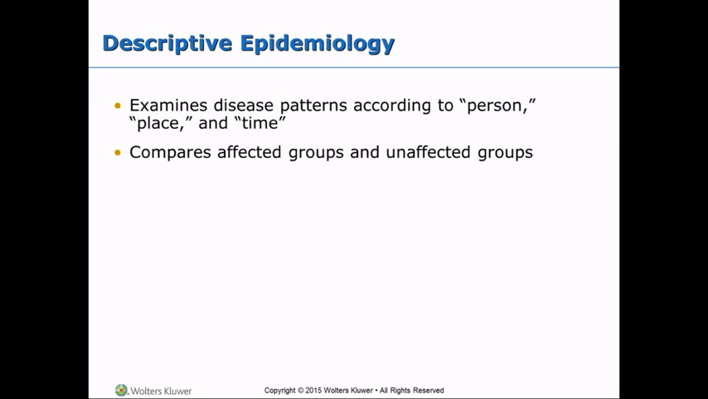Descriptive epidemiology focuses on the distribution of frequencies and patterns of health events with groups in a population. Descriptive epidemiology is the who, where, and when type of epidemiology. It seeks to know the people affected, where the people are affected, and when they are affected.